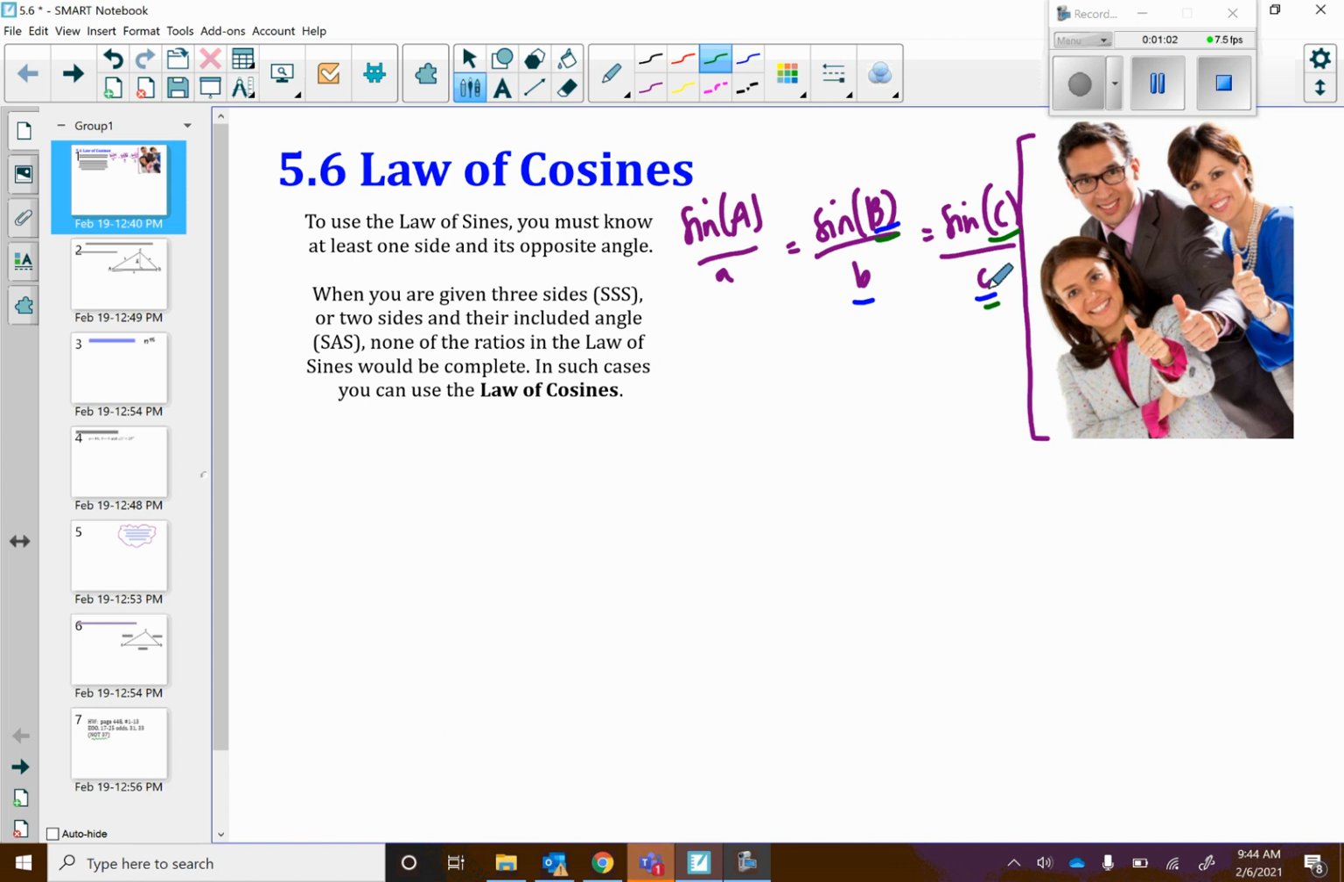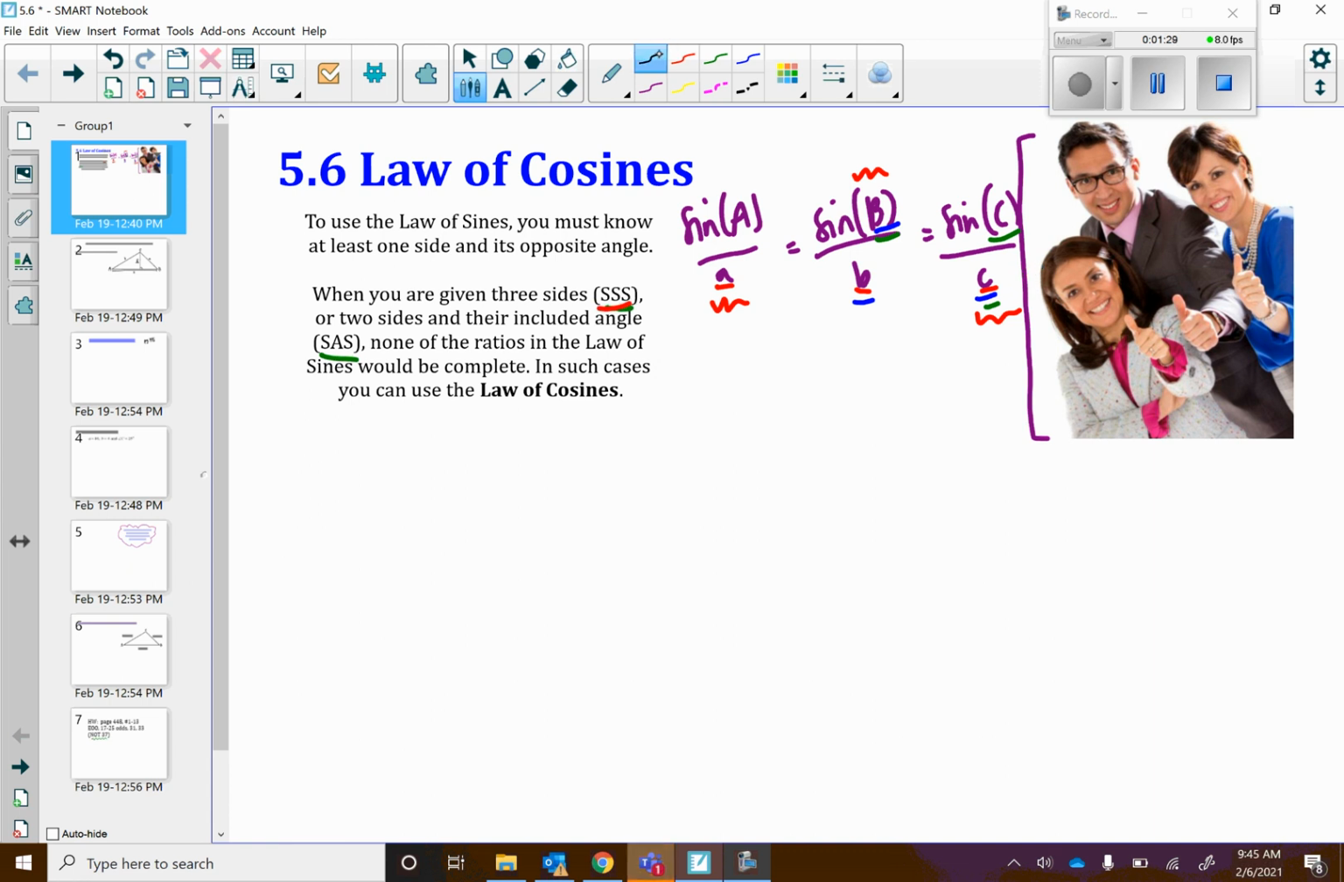So what if we don't have those things? What if we are given either three sides or side angle side? If one of those things happens, so three sides, that would be like these three denominators, then we wouldn't have a full proportion. And side angle side would be like side A, angle B, and side C. And again, neither of those proportions would be full. So we couldn't use law of sines, we would need to use law of cosines.